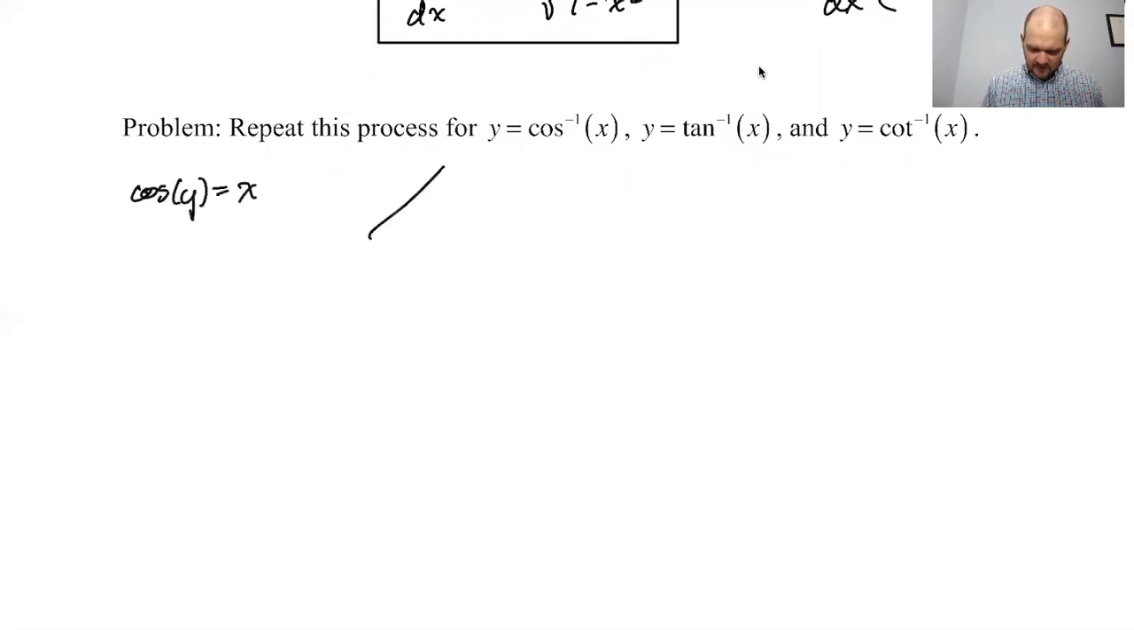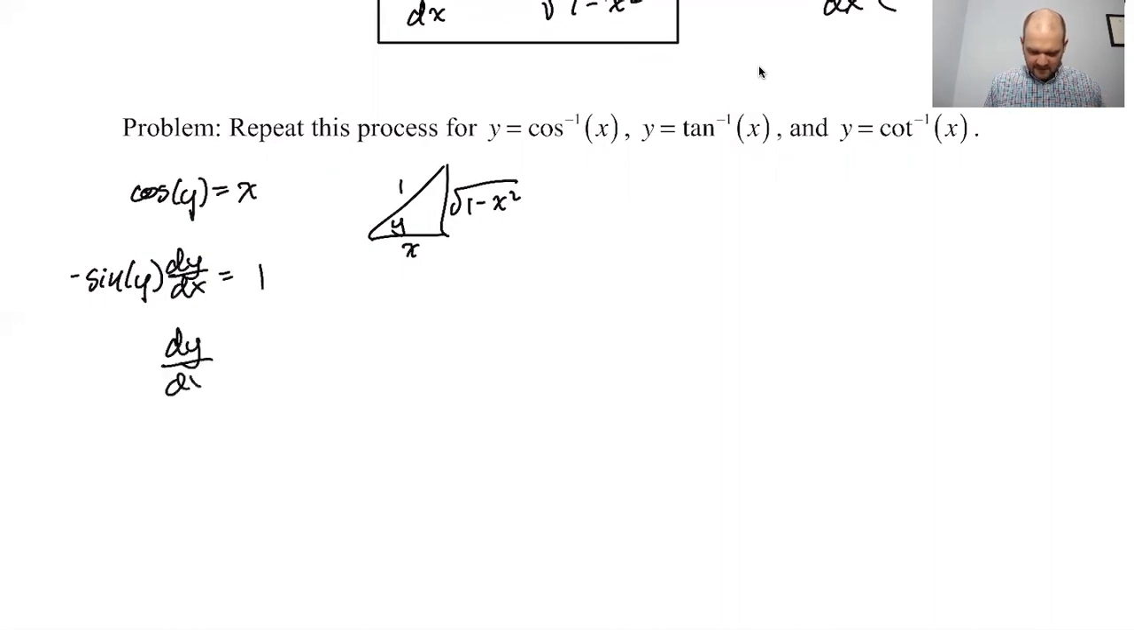So we can draw a triangle. I'll draw a bad triangle. Speed it along, you know? Here's x, here's 1, square root of 1 minus x squared, and then this is the angle y. All right, a derivative. So it's the negative sine of y dy/dx is equal to 1, which means dy/dx is negative 1 over the sine of y.